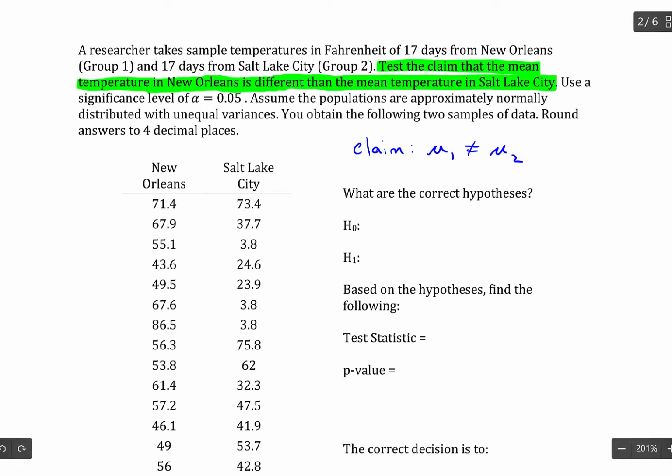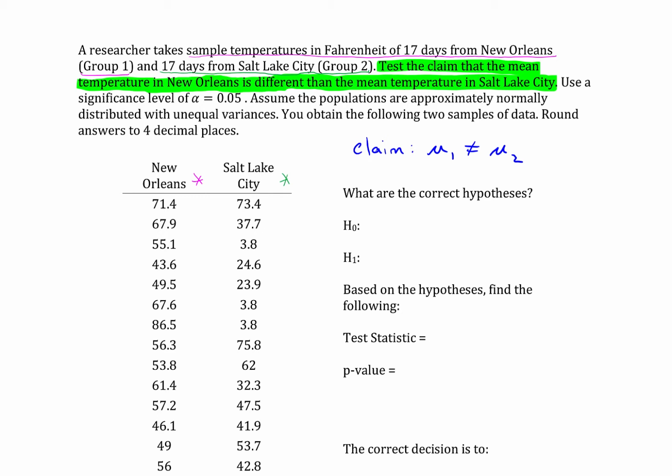The sample data, I'll go ahead and highlight. So we have sample temperatures of 17 days from New Orleans and 17 days from Salt Lake City. Okay, and the individual data values here are listed for us, so we actually have the sample data itself rather than the statistics. So let's make sure we take care of that as we go through the problem.